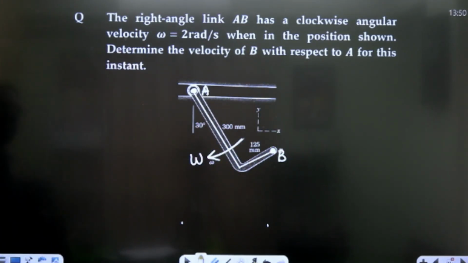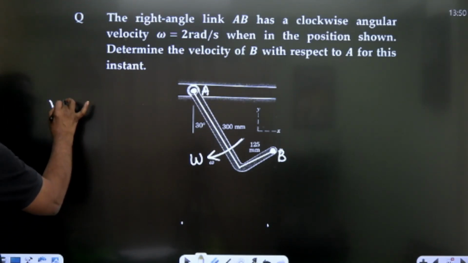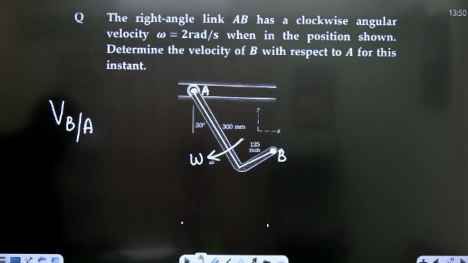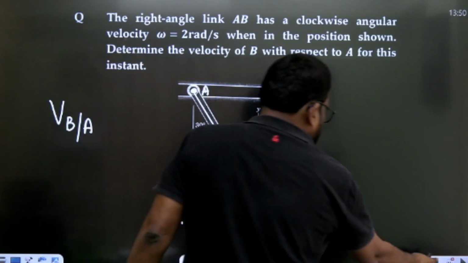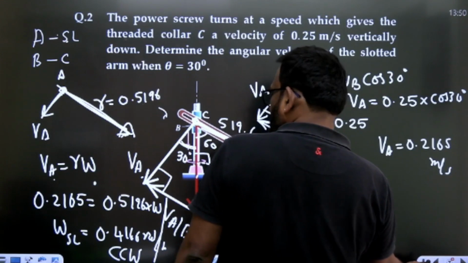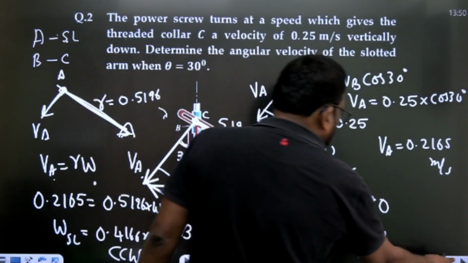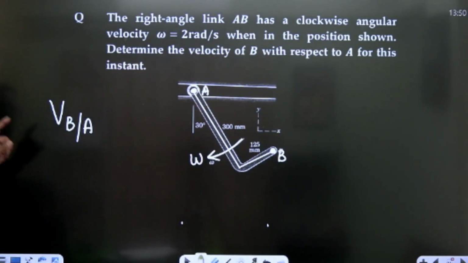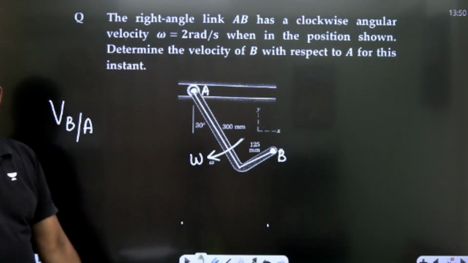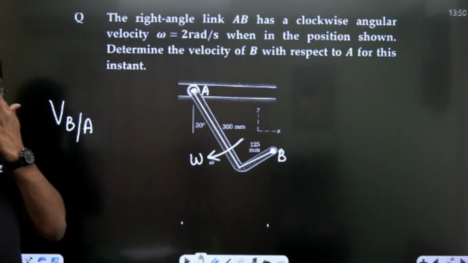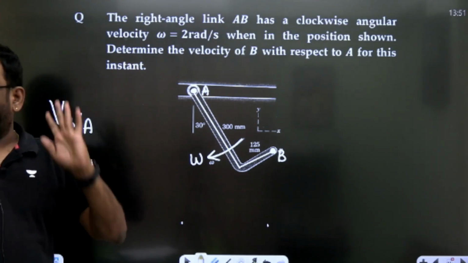Okay, no problem at all. How do we do this, sir? He is asking the velocity of B with respect to A. Okay, how do we do this? Velocity of B with respect to A. You know very well, whenever there is a relative velocity, it is because of rotation.